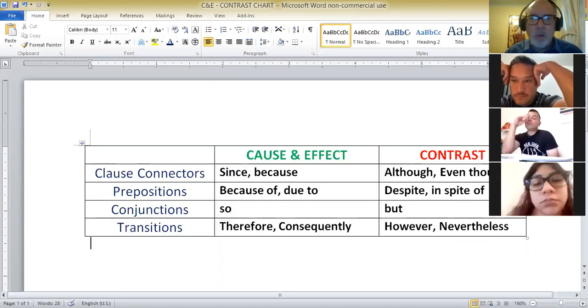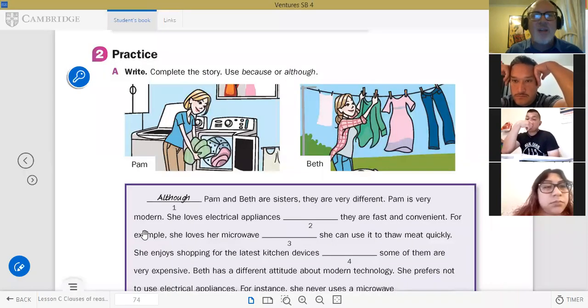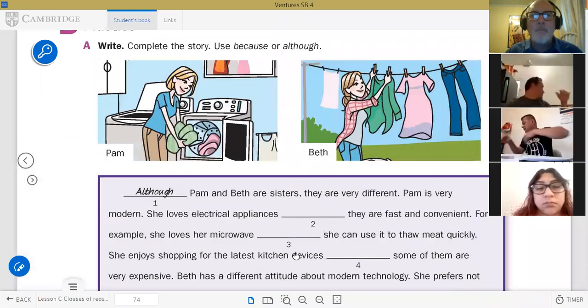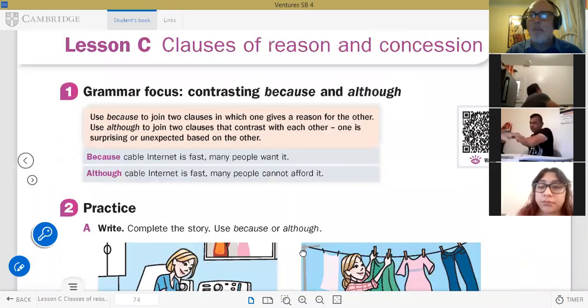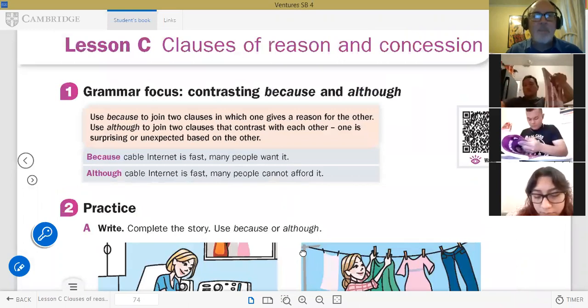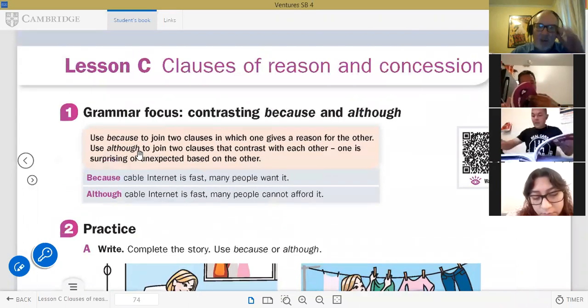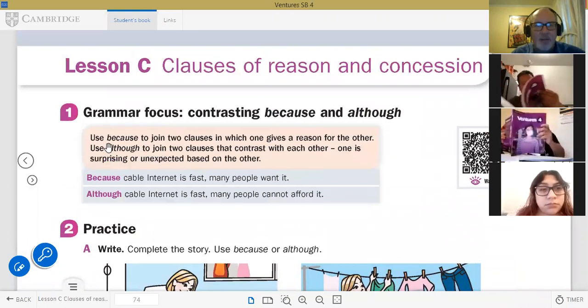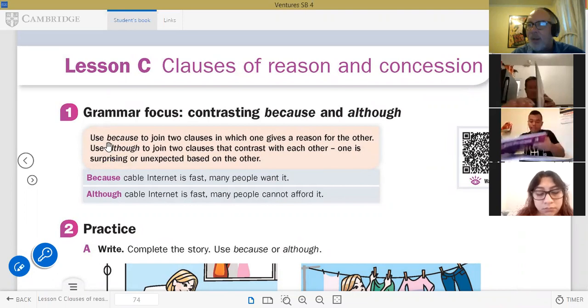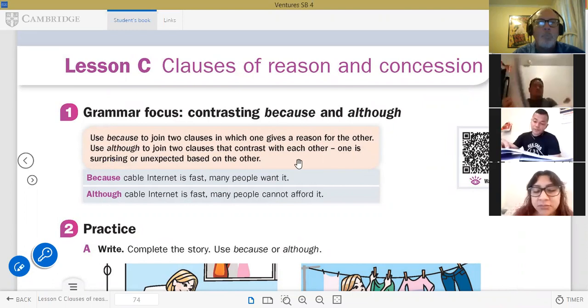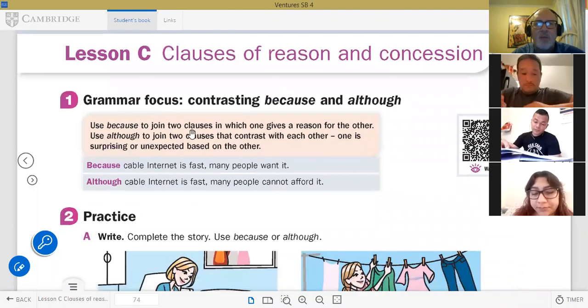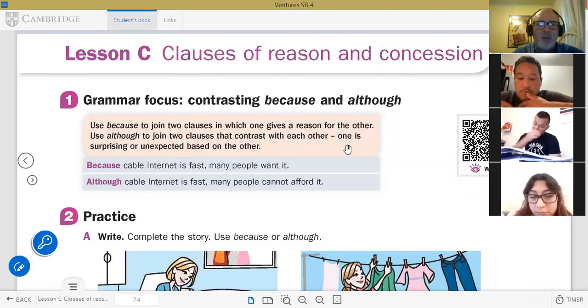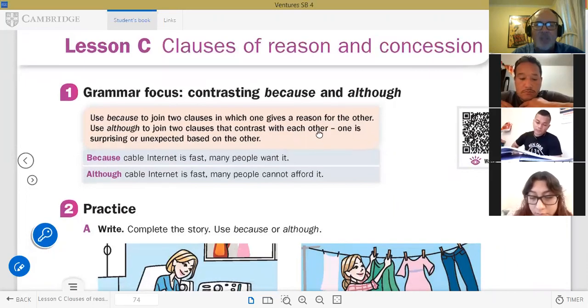Here we go. This is in your book on page 74, in your purple book. Notice what it says here with the grammar focus: contrasting because and although. It says, use because to join two clauses which give reason. One gives a reason for the other. Use although to give two clauses that give the contrast with each other. One is a surprising or unexpected result.